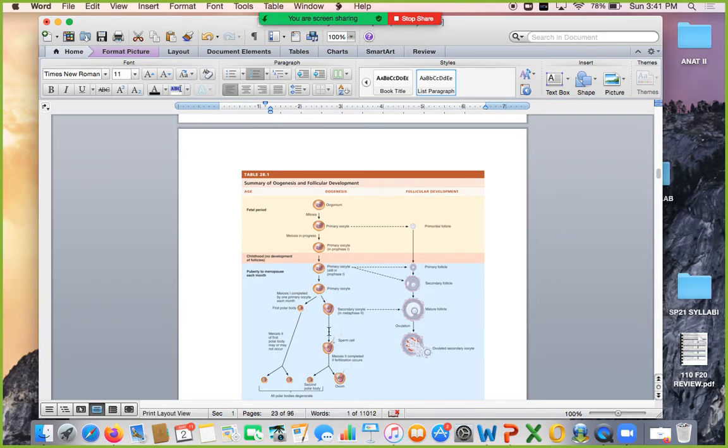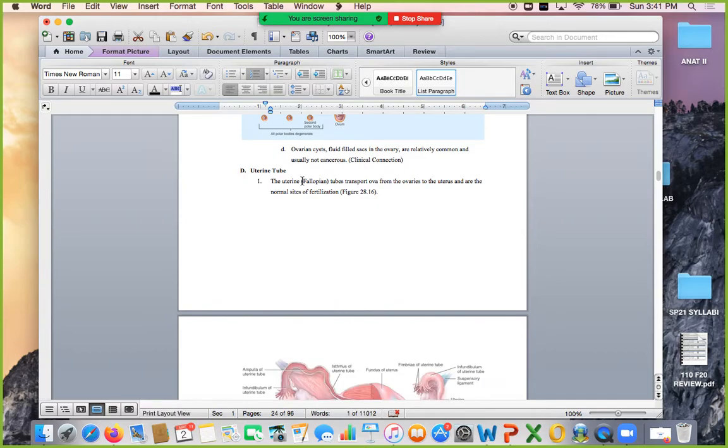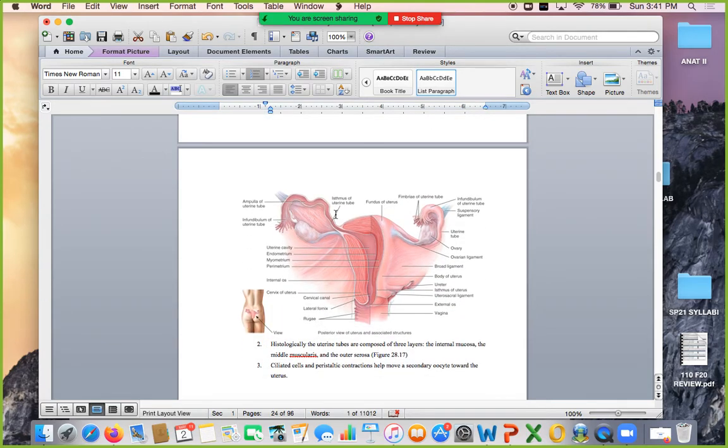And that is where the fertilization event will occur. All right, so the uterine tubes, the fallopian tubes, are what's going to take that ova in, from the ovaries into the uterus, and that's the typical site for fertilization to occur. So what does that look like?